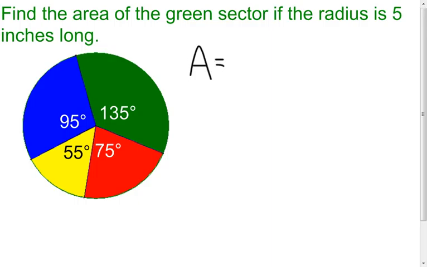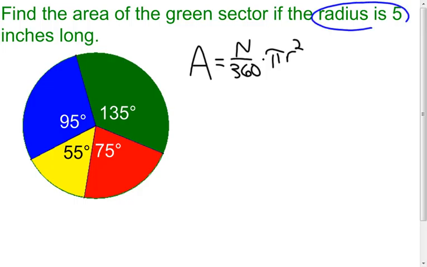Area equals n divided by 360 times pi r squared. And I look up here and it tells me the radius is 5, so that's going to be pretty straightforward. I can put that in for r right now. And then n, remember, is the measure of the angle that creates the sector, or it's the measure of the arc that creates the sector. Well, I look at that and it's right here.